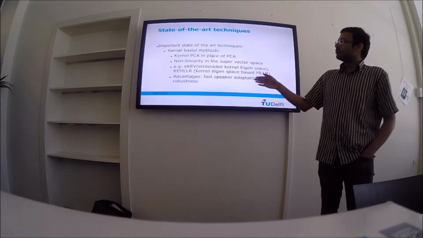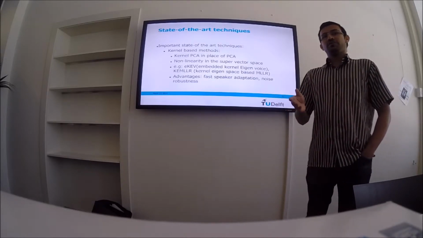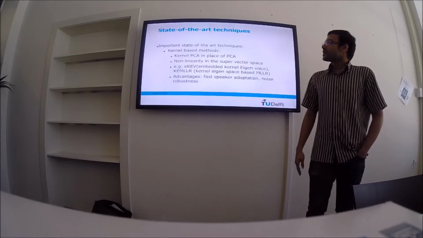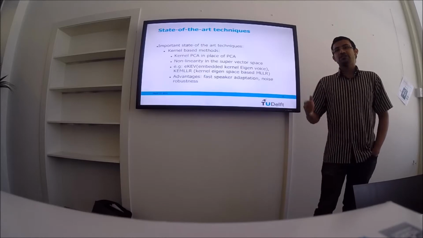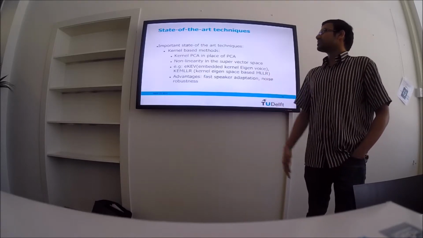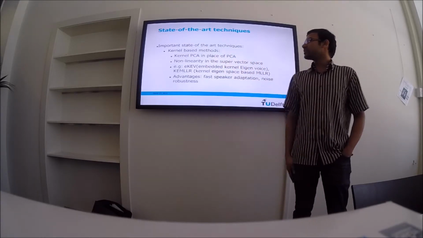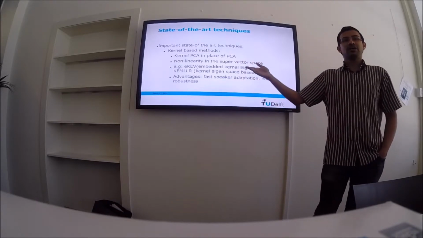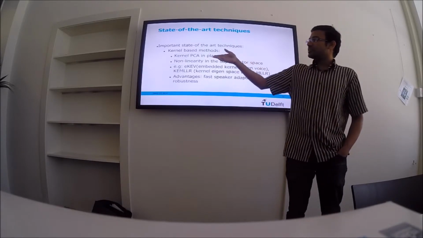So we move to the state-of-the-art techniques, which are non-linear. The previous methods were all linear. Now we are moving into the non-linear space. One of the important non-linear methods is the kernel method, which is based on the linear methods, but uses non-linear techniques. In place of PCA, we are using kernel PCA here, and the supervector space, which is non-linear, is converted into a linear space in multiple dimensions with the kernel trick.